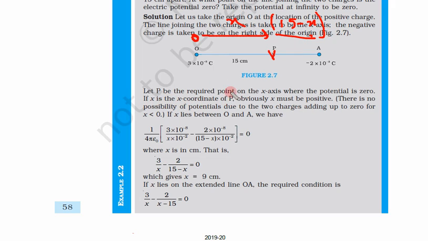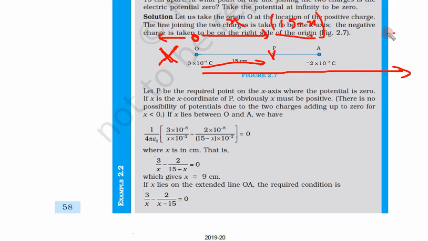If x is the coordinate of P, that means this is the x distance of P. Obviously x must be positive. Why? Because there is no possibility of potential due to two charges adding up to 0 on the x negative. Same thing, they are saying x negative, that means before 0 on the left side there is no possibility where potential can be 0. Potential can be 0 only in between or here. So only for x equal to positive. At both the points x is positive.